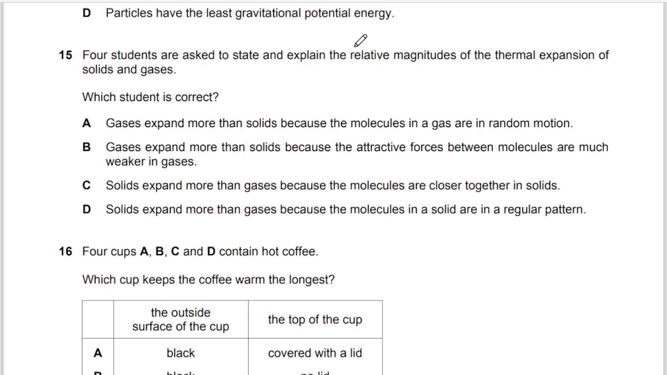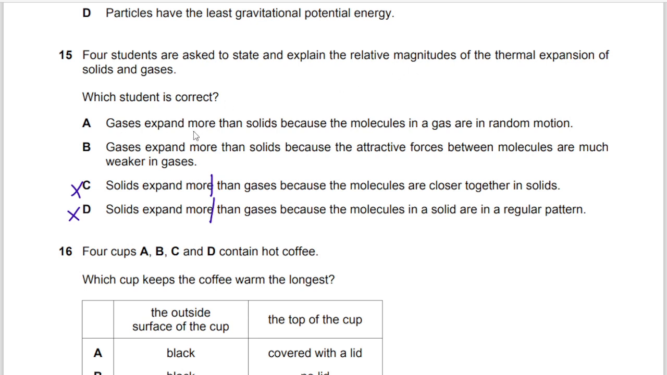Question number 15 says, four students are asked to state and explain the relative magnitudes of the thermal expansion of solids and gases. So we know that solids expand less as compared to gases. Why? Because of the arrangement of the molecules. In solids, the molecules are tightly packed. The intermolecular forces are very strong as compared to gases where the intermolecular forces are very weak. So option C and D cannot be the answers for sure, because this is solids expand more. Even if I read this much, these options go wrong because solids expand less.